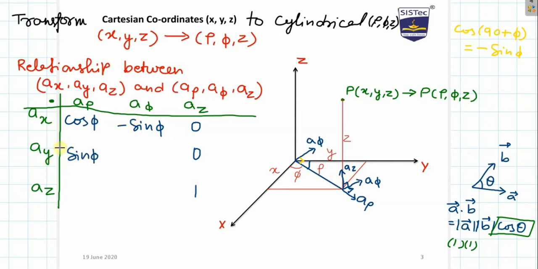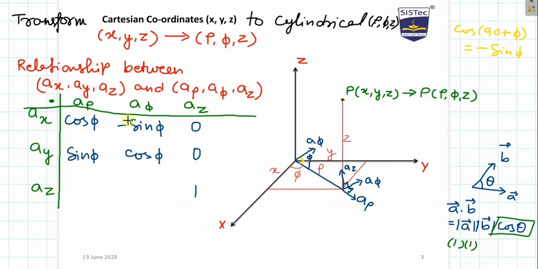Okay, now what is the angle between ay and a phi? Ay dot a phi. So ay in the direction of y and a phi, so the angle is phi. So we will have cos phi, the cosine of the angle between them.